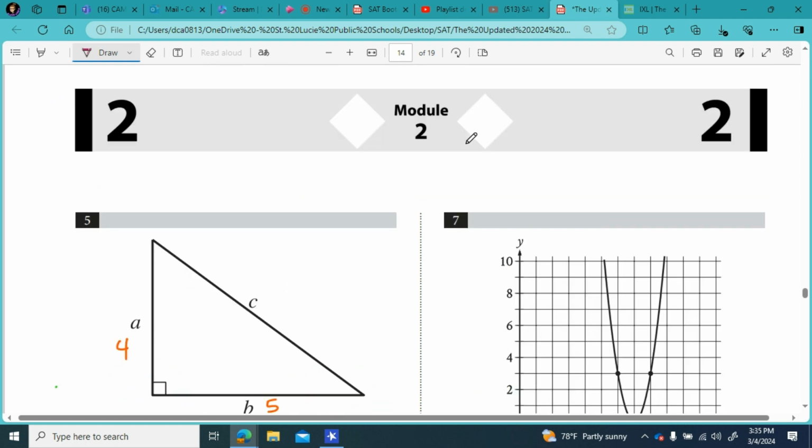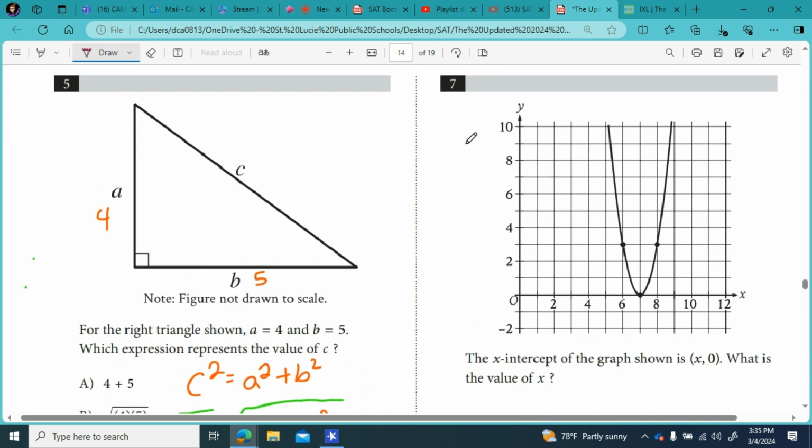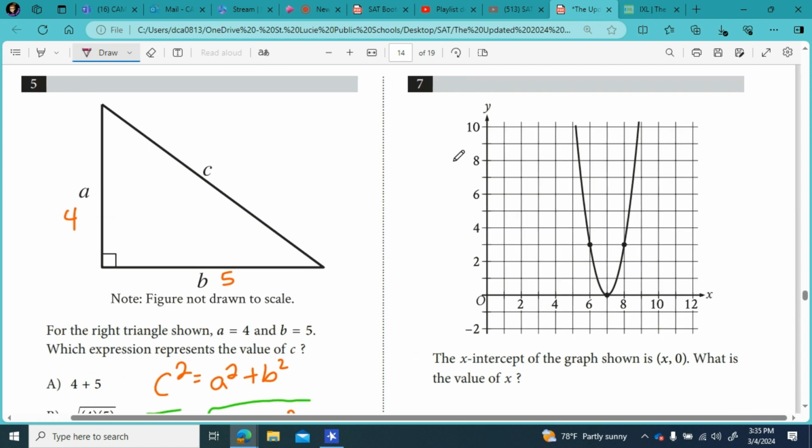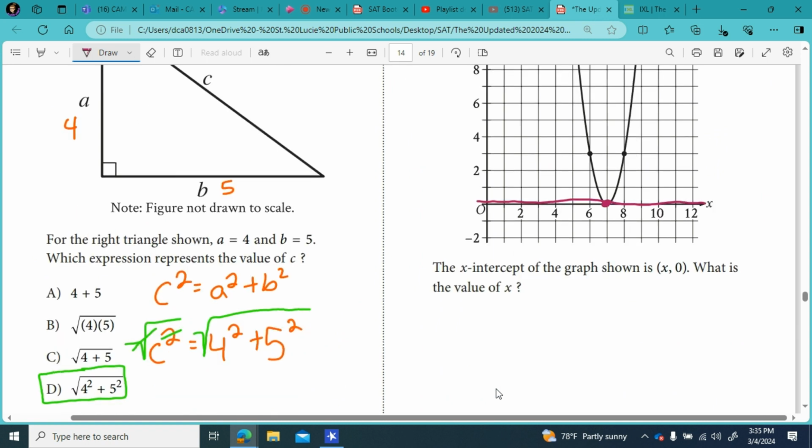Moving forward to question number 7, it says the x-intercept of the graph shown is x comma 0. What is the value of x? So when y is 0, right, here's my y's, 2, 1, 0 at the origin. What is x? It's right here in between the 6 and the 8. What's in the middle of 6 and 8? It would be a 7.